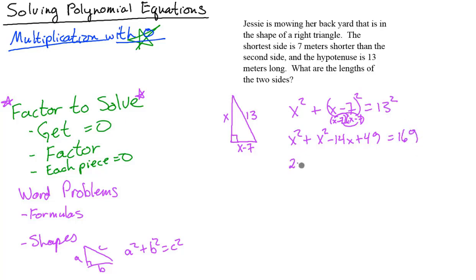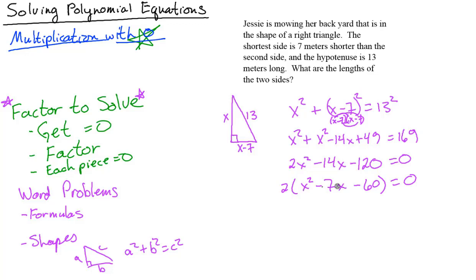Okay, so that's 2x squared minus 14x. Subtract 169 from both sides to make sure we get it equal to 0. And so that is minus 120 equals 0. All right, we're going to factor. Can we pull out a greatest common factor? Yes, we can pull out a 2. Leaves us with x squared minus 7x minus 60 equals 0.